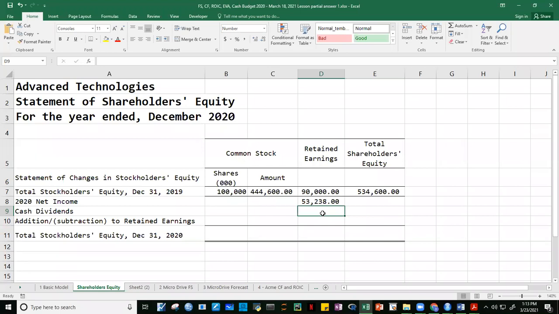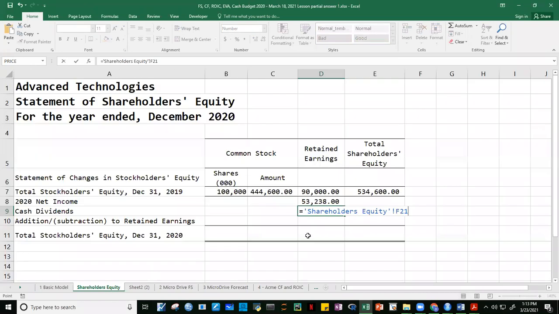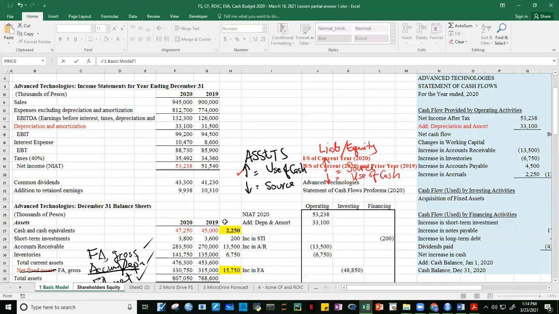nag-dividends ba? Yes, there were dividends. So, kokopyahin din natin to. Sa 2020, ang dividends is 43,300. Okay, take note, hindi itong 41,213 kinokopya natin, ha? Kasi ang create natin na statement is statement of shareholders equity for 2020. Okay, so you're looking at the net income for 2020 and the dividends issued for 2020. Okay, so we copy that, oops, is equal to this one.